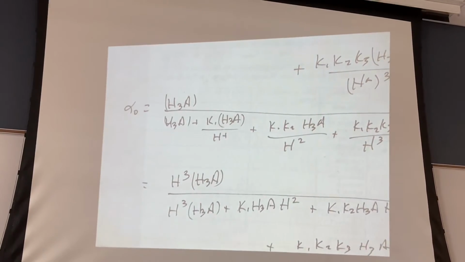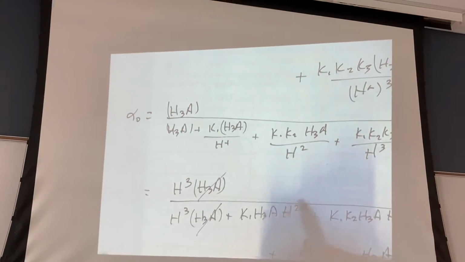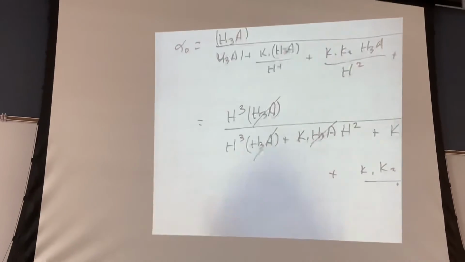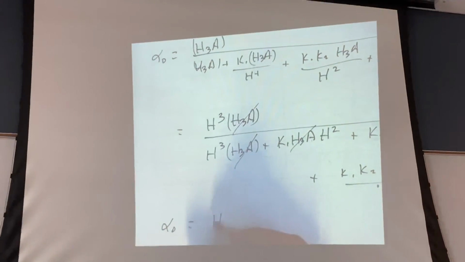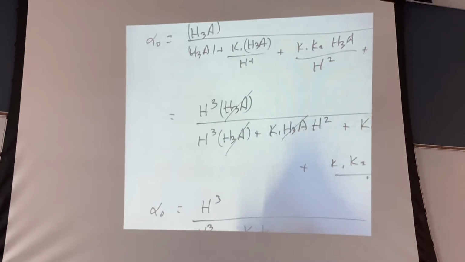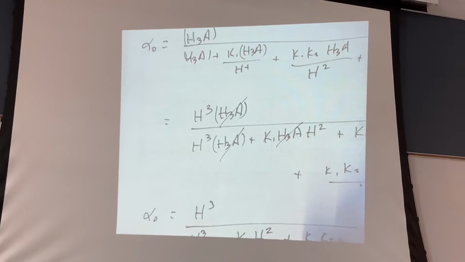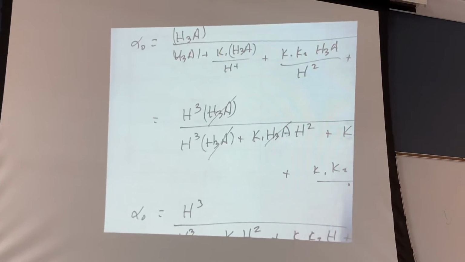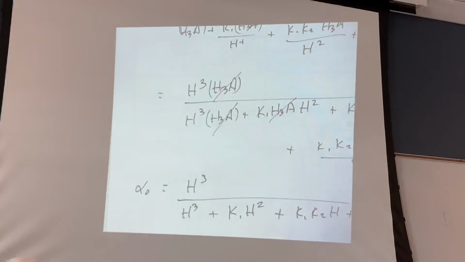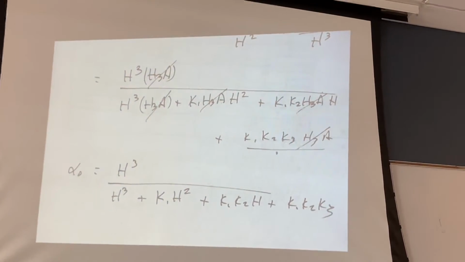So look what happens. I can divide numerator and denominator by this H3A, it just cancels right out, and I get that alpha 0 is H cubed over H cubed plus K1 H squared plus K1 K2 H plus K1 K2 K3. And that is the simple equation. Okay, that's it.